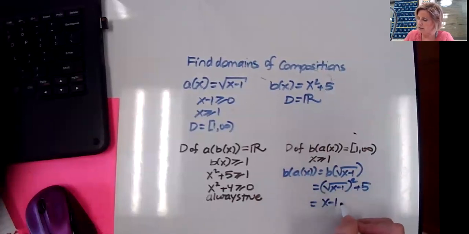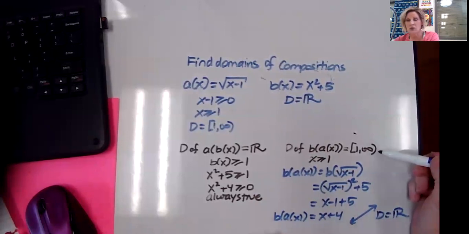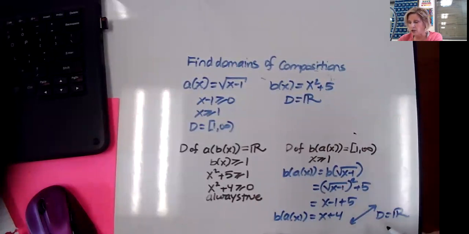Well, that would be x minus 1 plus 5. And that would be x plus 4. So you would have had the equation for b of a of x is x plus 4. And you would have said, Miss Porter, this is a linear function that looks like this, and the domain's all real numbers. But the domain is not all real numbers. It's 1 to infinity. And you would have confused yourself if you had actually found the equation of the composition.